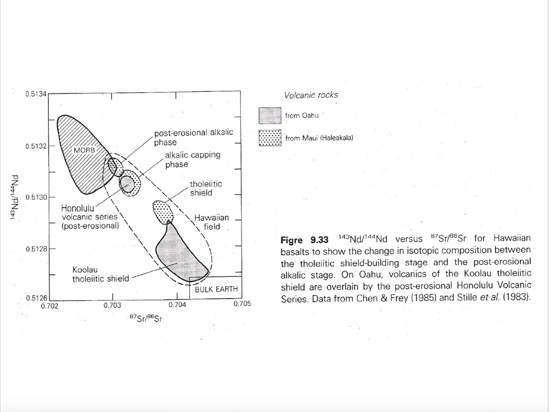Here we have again 87 strontium to 86 strontium. Here 143 neodymium to 144 neodymium. And here we have the bulk earth in this corner. Then we have here the Hawaiian field in stippled line. We have here the tholeiitic shield, that is the shield stage when your volcano pops up out of the water. So the first melt which came up to the surface to build up the volcano is of tholeiitic composition.